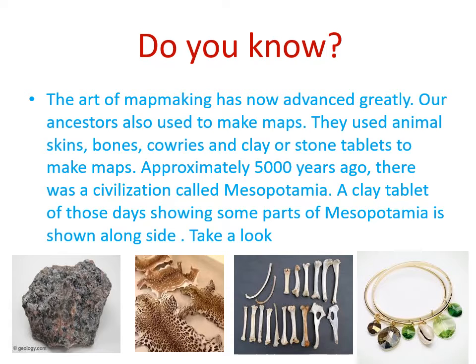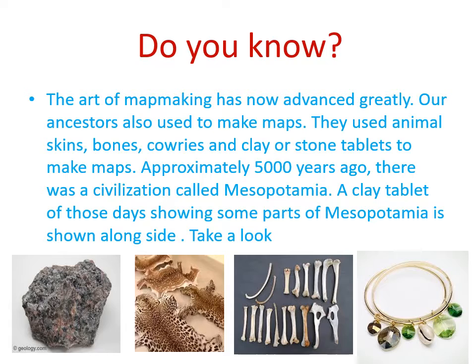Now in this slide, you have read words like cowries. That means they used animal skins, bones, cowries. Cowries means shells, the shells that they used to get from the shore of the sea. They made use of these cowries also to draw the map, and a clay or a stone tablet. Tablet means a piece of clay or a stone to draw a map.